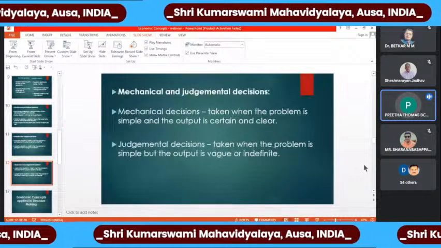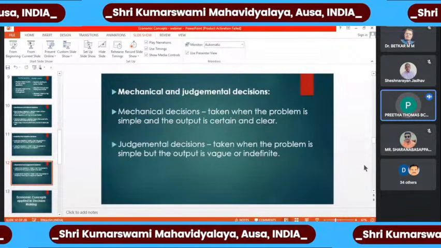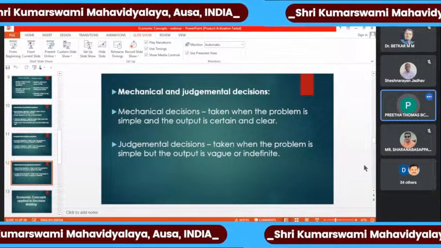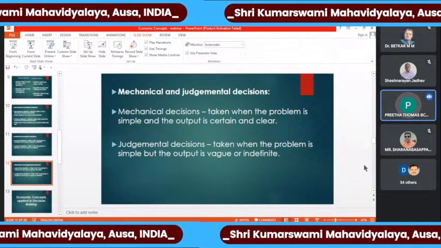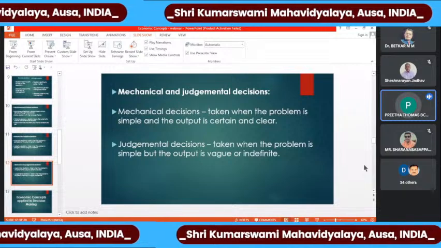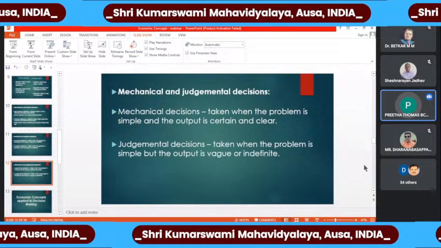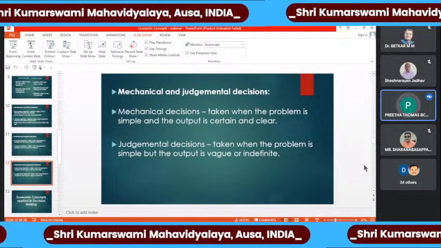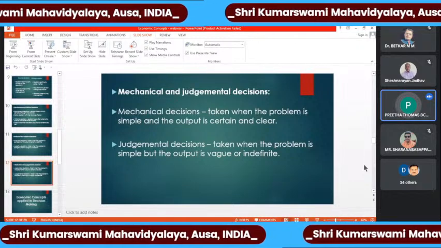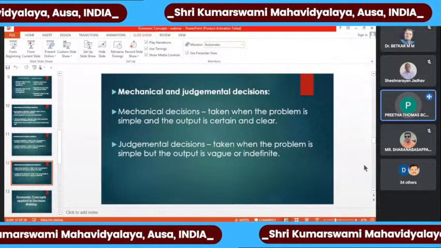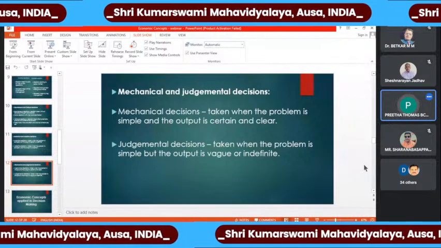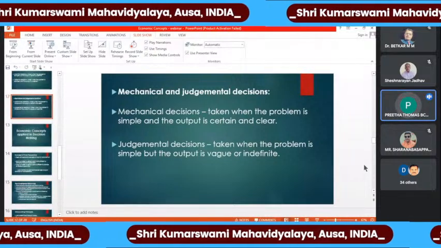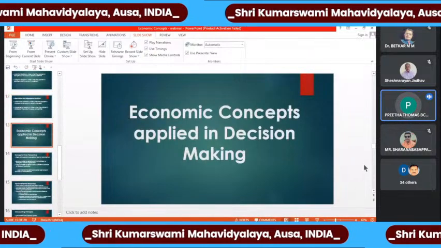Okay. Similarly, we have mechanical and judgmental decisions. Mechanical decision means you have a simple problem, output is certain and clear, then mechanically we take the decisions. That is known as mechanical decisions. Judgmental decisions are taken when the problem is simple, but the output is vague or indefinite. Okay, so these are some various types of decisions, right? Now we'll come to what we said, the principles of decision making.